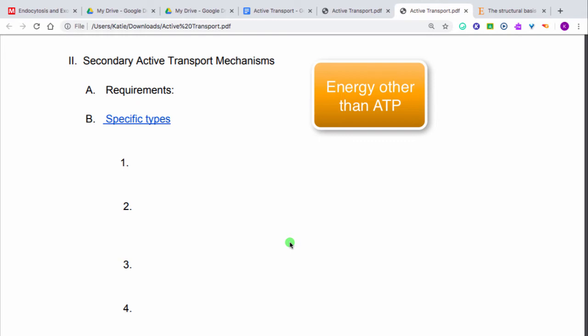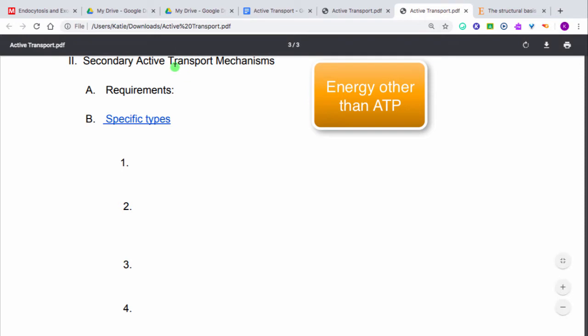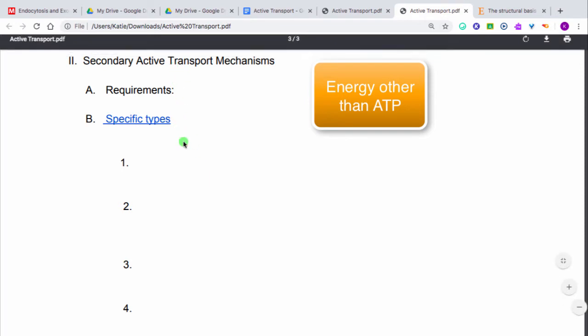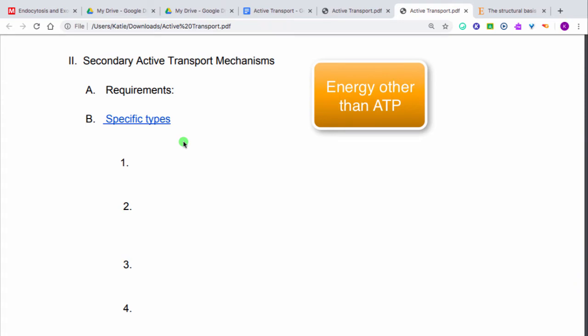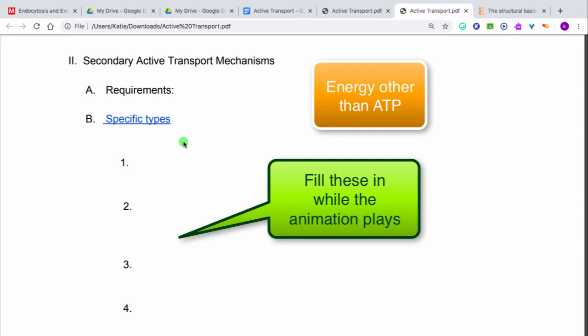Okay, so the requirements for secondary active transport are that it requires energy other than ATP, and of course it does require energy, and it's also going to be taking things from low to high.